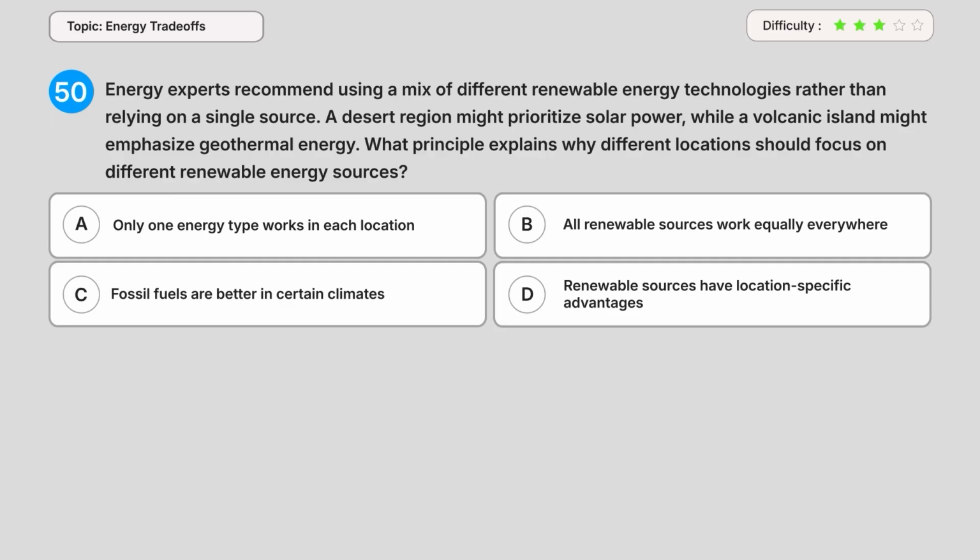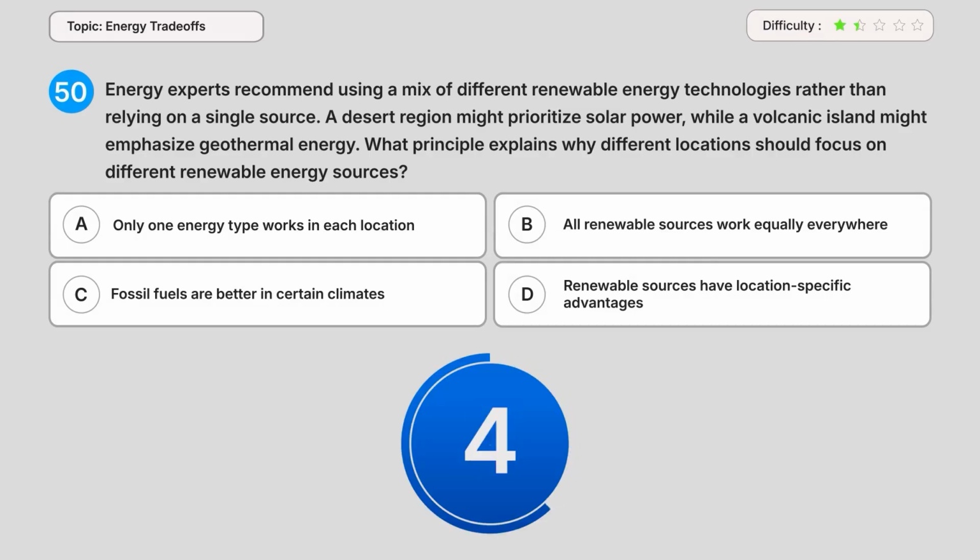A. Only one energy type works in each location. B. All renewable sources work equally everywhere. C. Fossil fuels are better in certain climates. D. Renewable sources have location-specific advantages. Can you guess the answer?